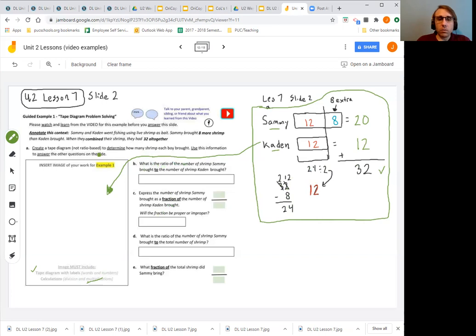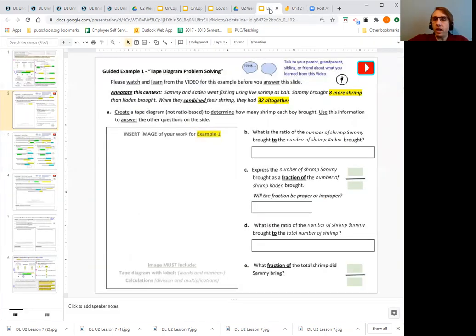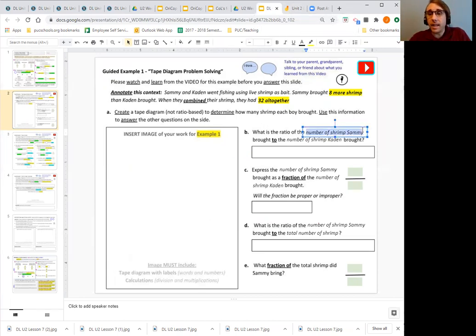What is the ratio? So for this part, I should actually go back to the other slide. All right, hold on one second, y'all. Okay, so we've now figured out how many shrimp each of the two boys have. And so now what we're going to do is type in the boxes and do the annotations that would use that information. So first of all, what is the ratio of the number of shrimp that Sammy brought, so that's our first amount, so we should highlight that, to the number of shrimp that Caden brought.